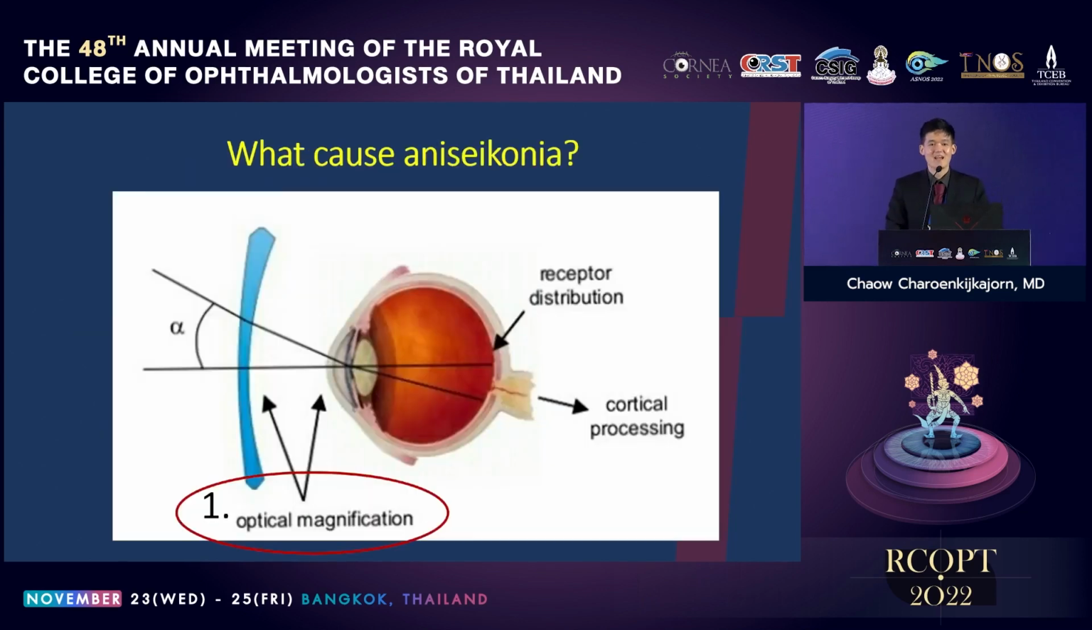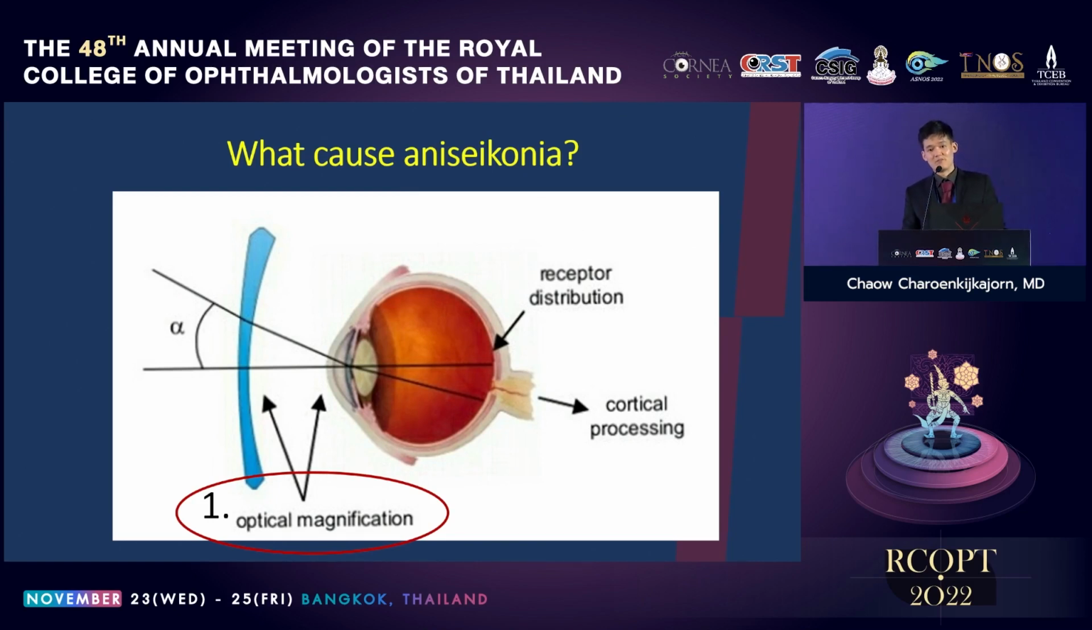Okay. And here comes the important question, what caused aniseikonia? And this diagram is one of the key messages of this talk. And we can see that when we're dealing with a patient with aniseikonia, there are 3 possibilities. The first thing, which is by far way more common than the other 2, is the problem with the optical magnification of the eye. And the second thing is the receptor distribution in the retina. And the third thing is the brain cortical processing. So let's talk about the first one.